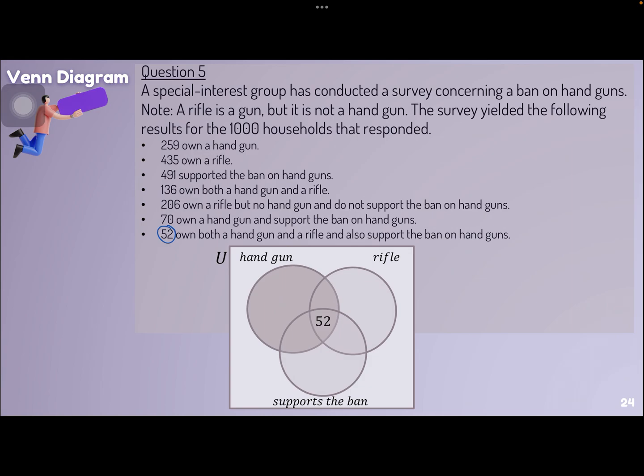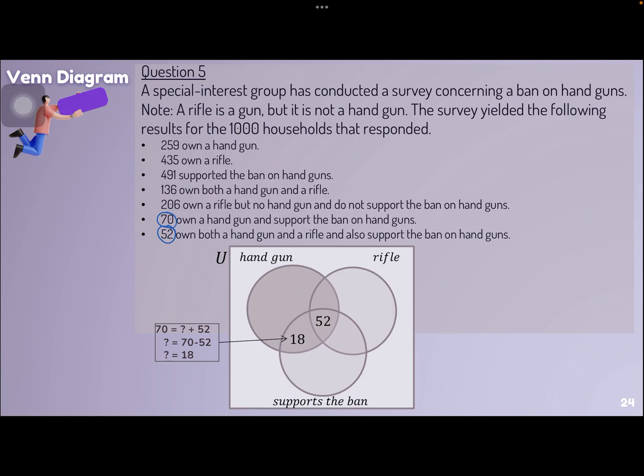Now I'm going to use this 70 own a handgun and support the ban on handguns. So that 70 is the intersection here, own a handgun and support the ban on handguns. So we have to find this value here, following this operation: 70 is the value that I don't know plus 52, so the answer is 18. So I have that here.